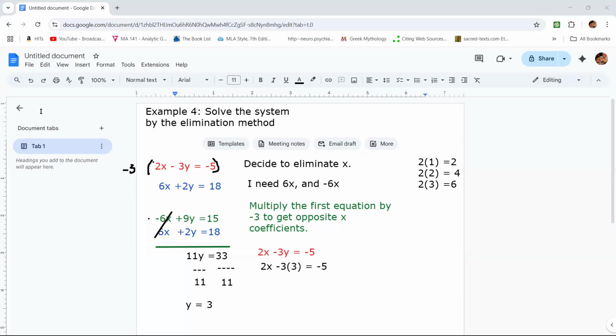So now you have 2x minus 9 equals -5. Okay, then I'm going to add 9 to both sides. So 9 here and 9 here.